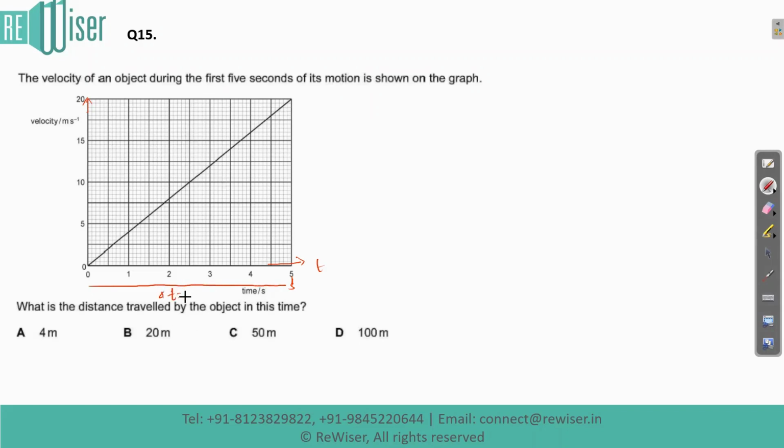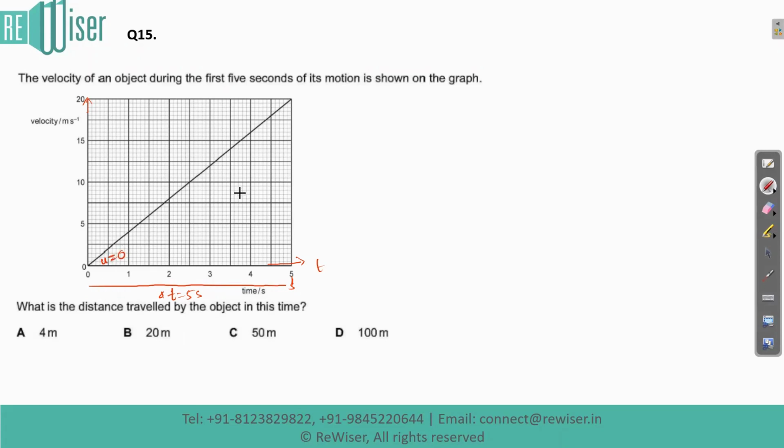Delta T, we can say 5 seconds. Delta T or T, anything you can take; basically, it denotes the time interval. So what is the distance traveled by the object in this time? As you can see, the graph is starting from the origin. That means u is equal to 0.